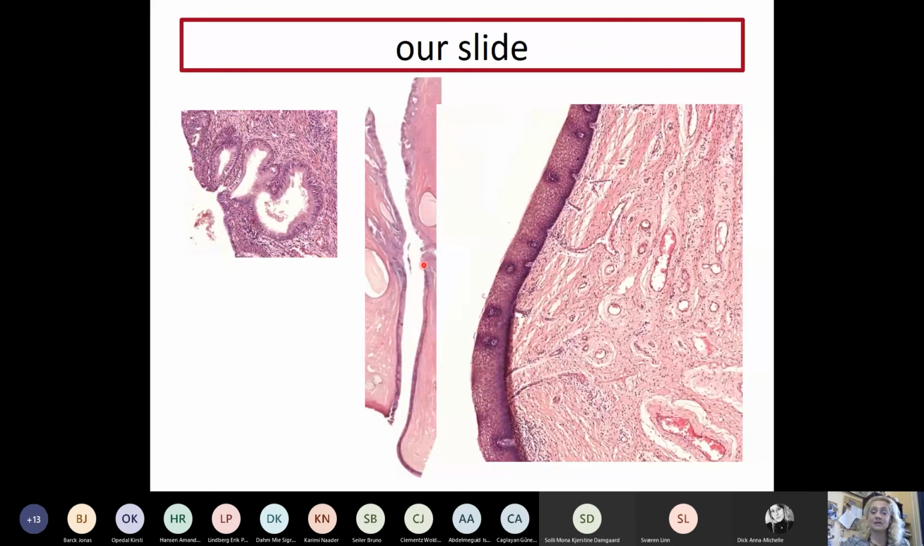Our slide is the longitudinal section. Here you can see the cervical canal very well, and actually there is not much to show. You can see the stratified squamous epithelium, and you can see the columnar epithelium. Sometimes you can see very enlarged spaces. These are the cysts. These are grown from the enlarged glands.